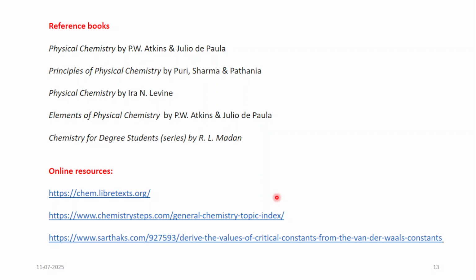These are reference books. You can find more problems in the general chemistry topic index. There are several problems. Solve those problems for better understanding.